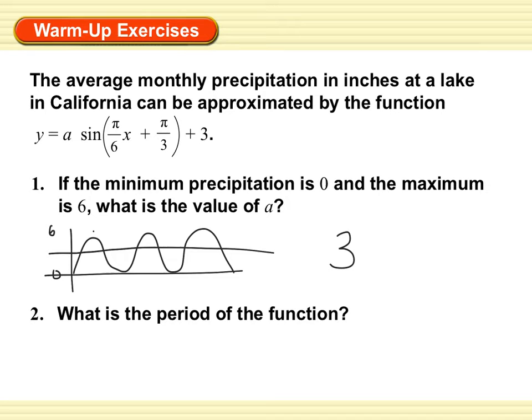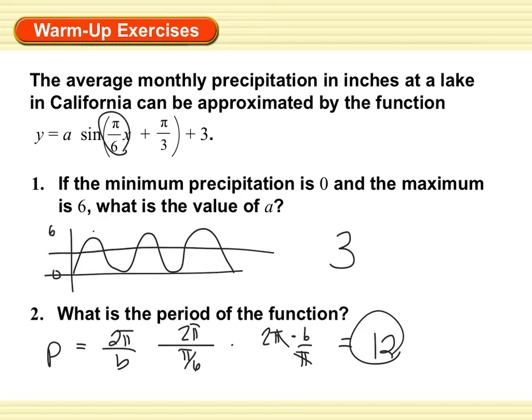What is the period of the function? If you remember, the period is equal to 2 pi over b, which in this case, b is pi over 6. So 2 pi divided by pi over 6. 2 pi times 6 over pi equals 12. That's the period.